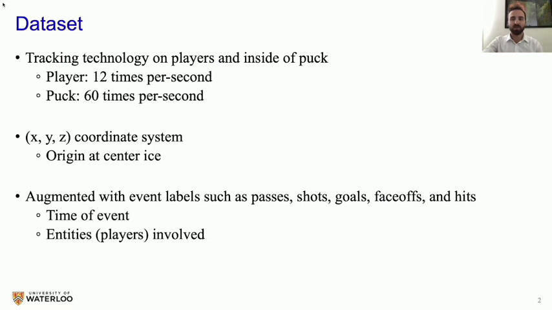The dataset we use in this work is the recently collected NHL puck and player tracking data. Tracking technology is located on each player and inside of the puck. Player locations are sampled 12 times per second and the puck 60 times per second. Locations are recorded in 3 dimensions with X, Y, and Z coordinates, and the origin is located at center ice.